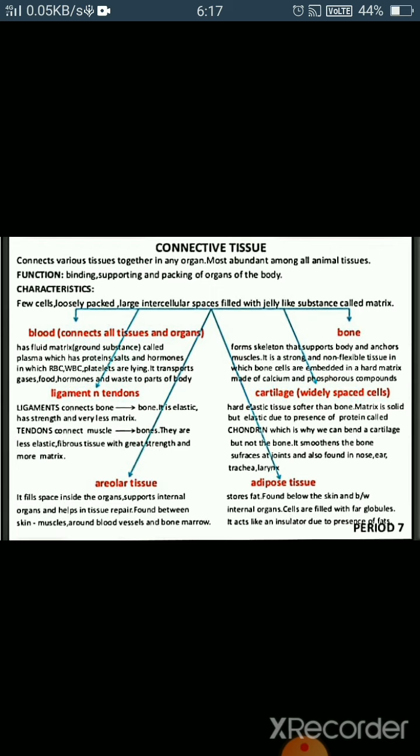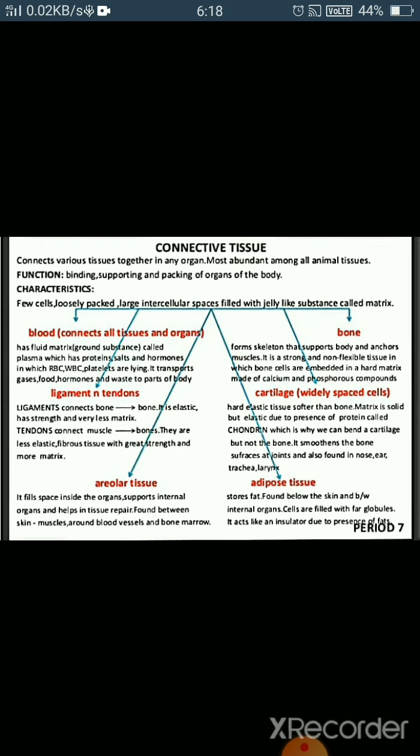Next is cartilage. Cartilage has elastic tissues softer than bone, and they are present in between the bones. It is solid but elastic due to the presence of proteins, and it smoothens the bone surface. They are present in the joints of bones and smoothen the surface, and they are also found in the nose, ear and larynx.